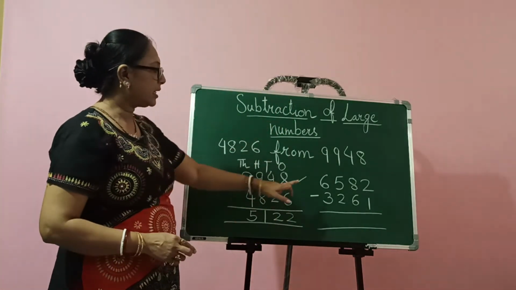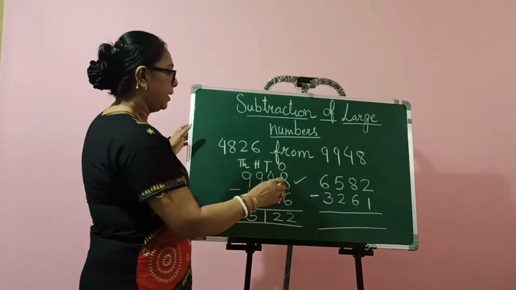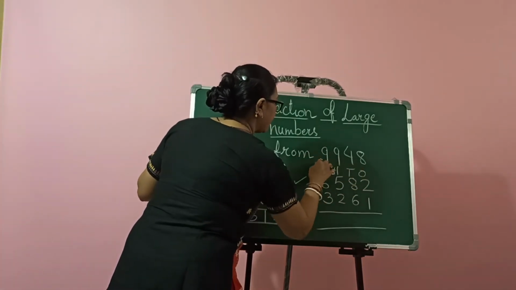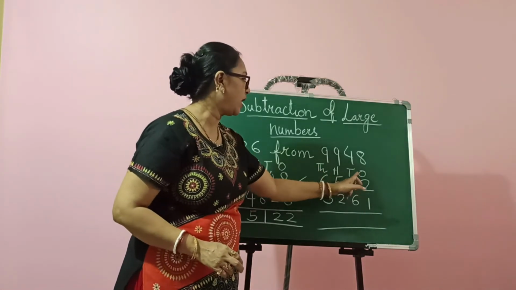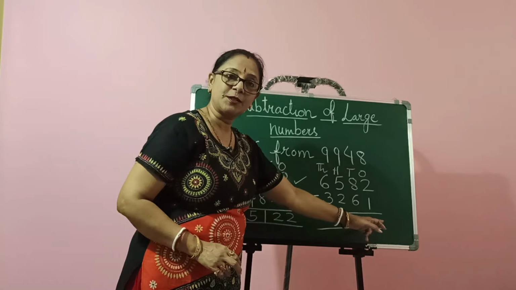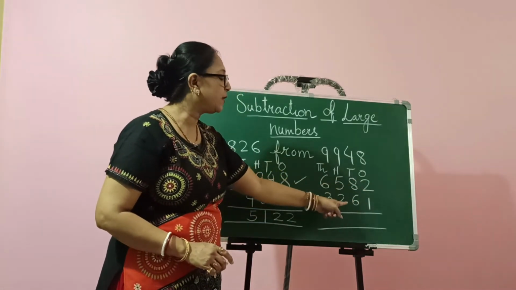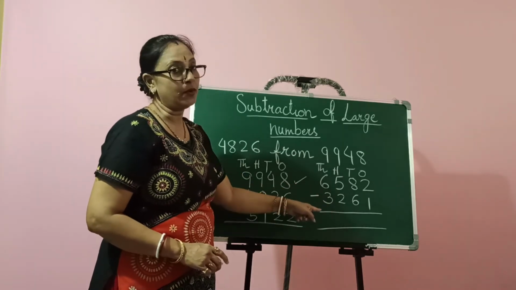Alright, we have written the larger number on the top and the smaller number below. Just write the place values on the top. We have a 4-digit number, so we have written the place values till 1000: ones, tens, hundreds and thousands. We start subtracting from the ones place. So we have written ones below ones, tens below tens, hundreds below hundreds and thousands below thousands.